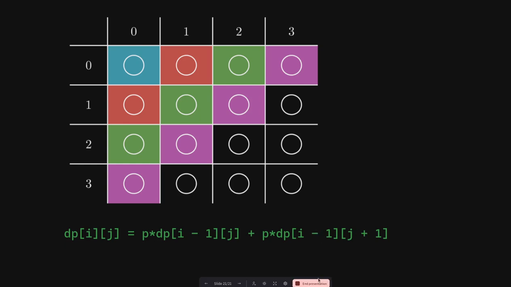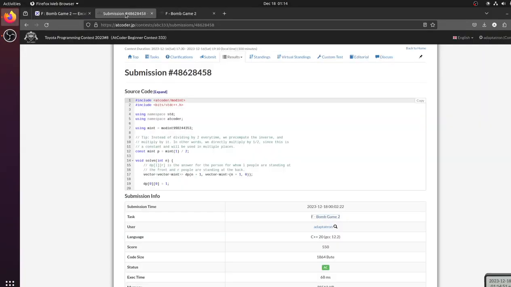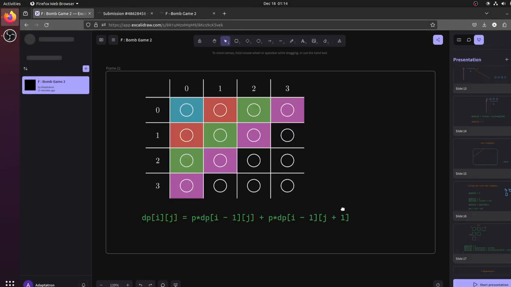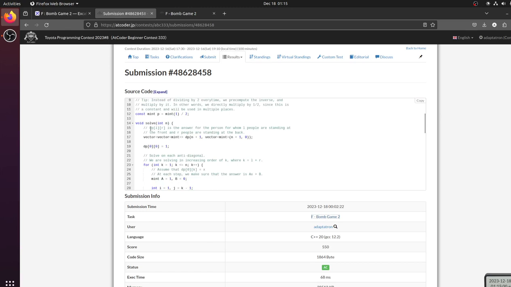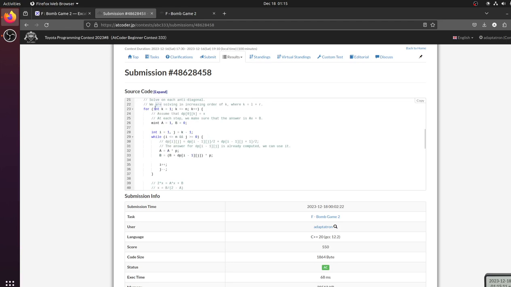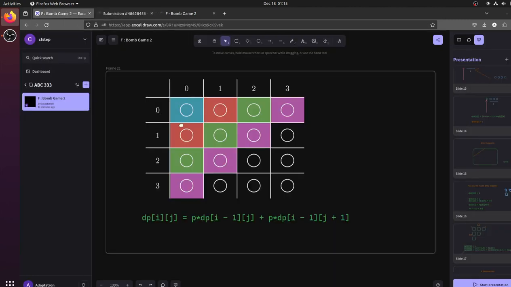Now let us look at the implementation for this particular idea. So you can see that I defined dp[i][j] as the winning probability when there are i people to the left of the candidate and j people to the right of the candidate. And then we start from each anti-diagonal. So the smallest anti-diagonal is 0 plus 0, so this one is already computed.